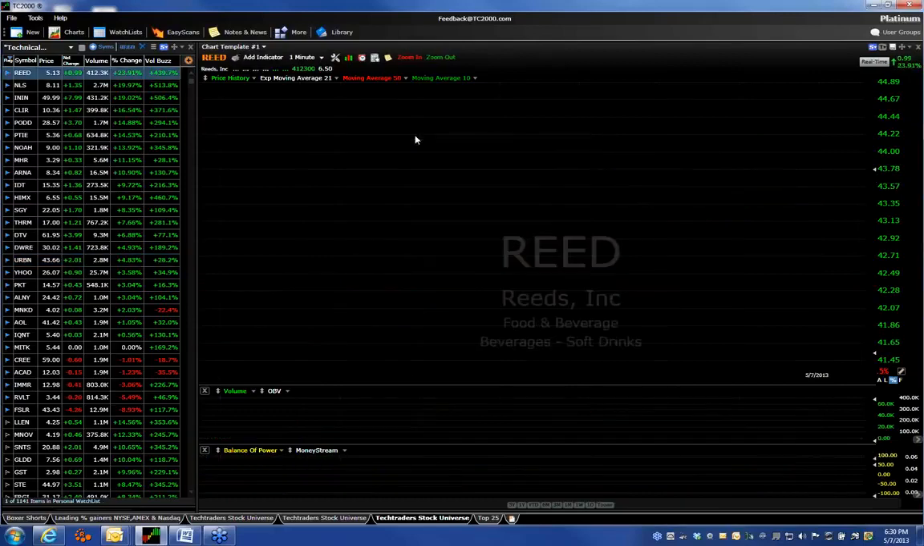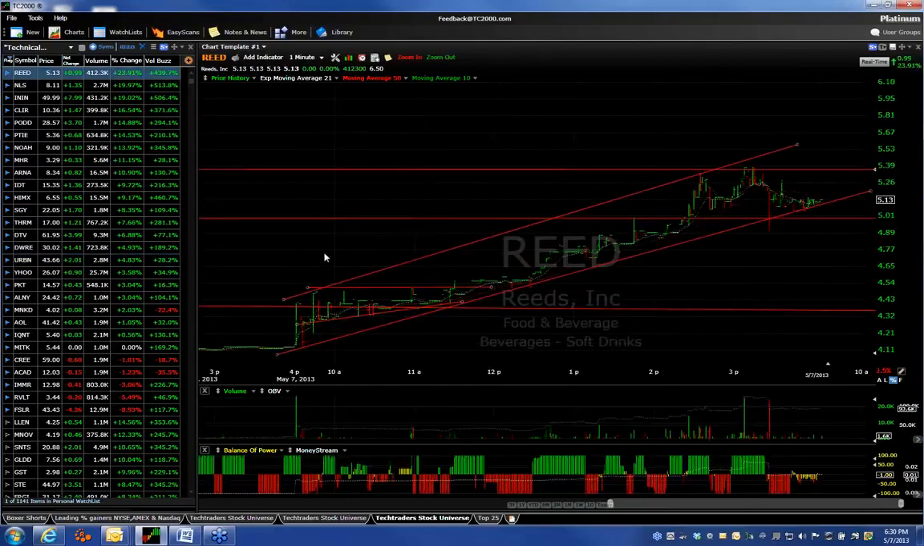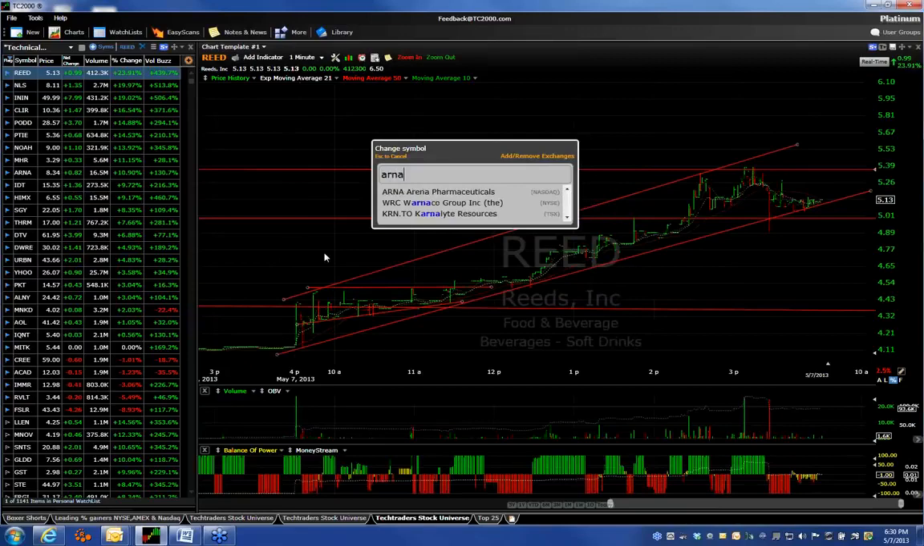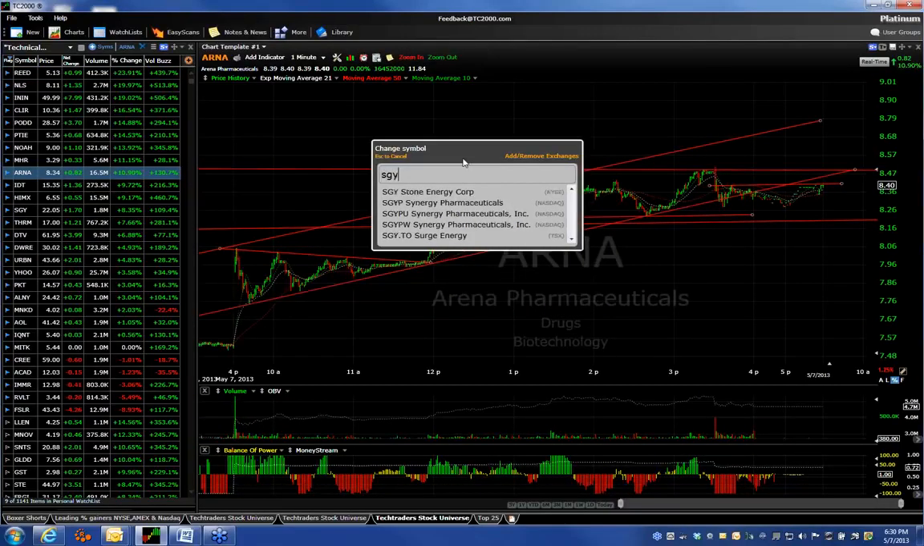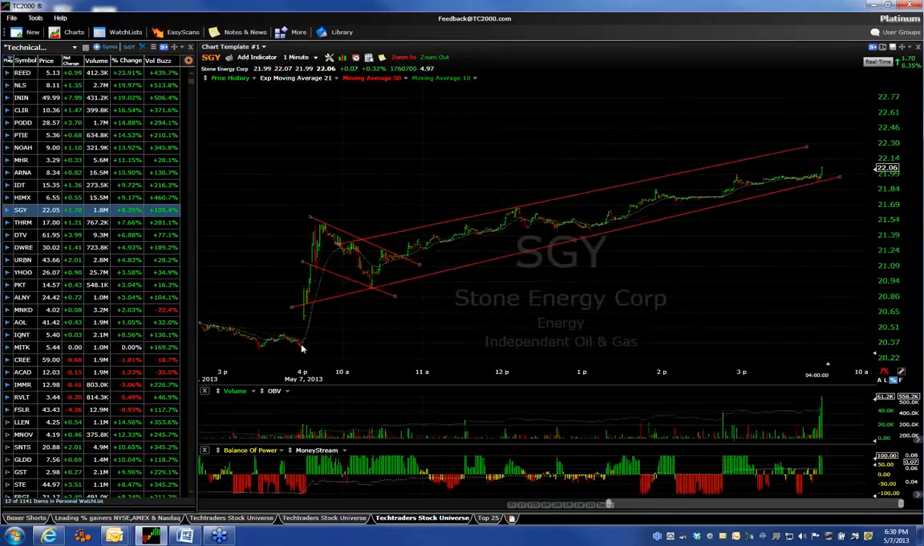We talked about Reed. A good example. Arena was terrific today for our subscribers. SGY. Here's another example of the pop, the pullback, and the channel up all day.